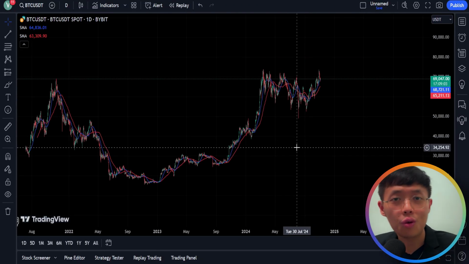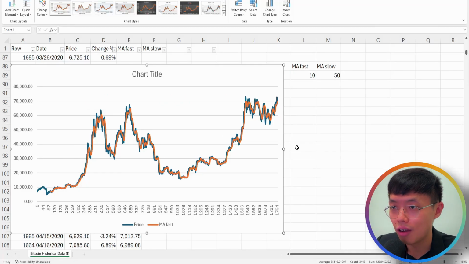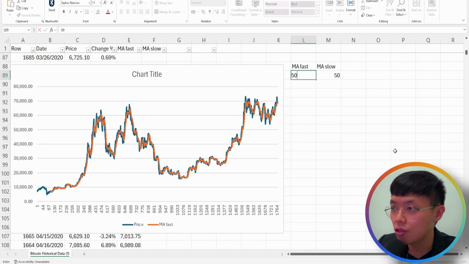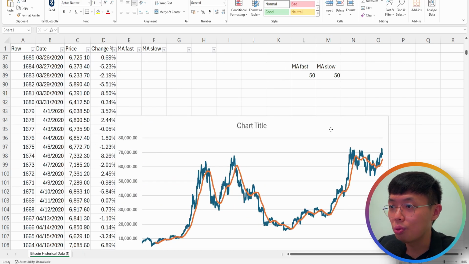So what we are doing right now is to convert the data to Excel. Basically, it's the same. So if I were to change to 50, look at that. The moving average changed by itself. Okay, it's very dynamic. We can change it anytime to investigate. That's why we're gonna do backtest right now. So I'm gonna put this aside.